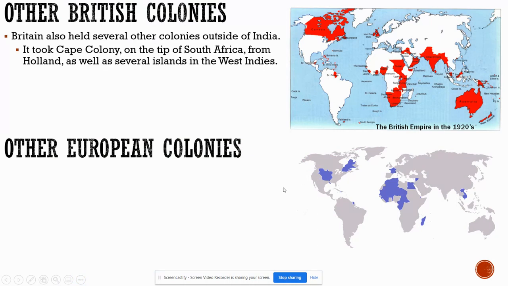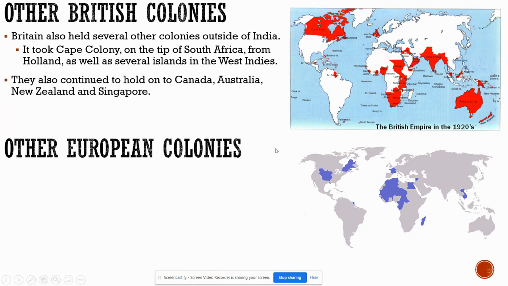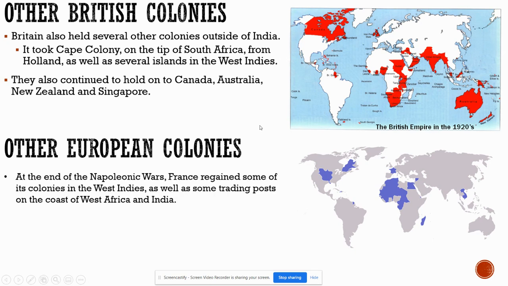So, other British colonies: other than India, Britain also had several other colonies outside of India. It took the Cape Colony, which is in South Africa, from Holland, and it took a lot of the islands in the West Indies. They also continued to control Canada, Australia, New Zealand, and Singapore. So everything in the red is controlled by Britain at this time.